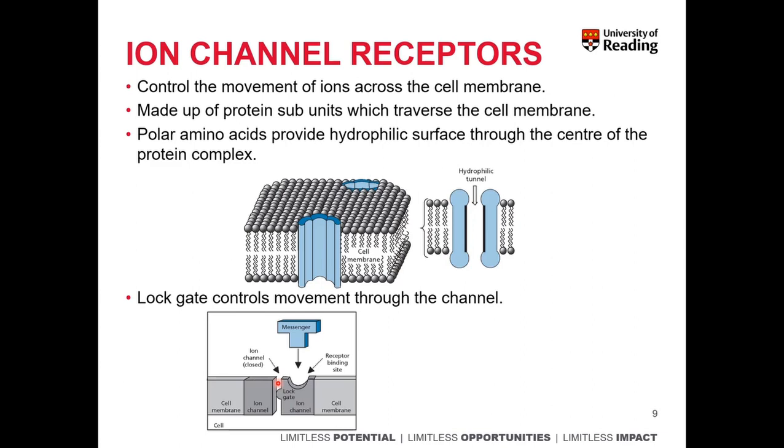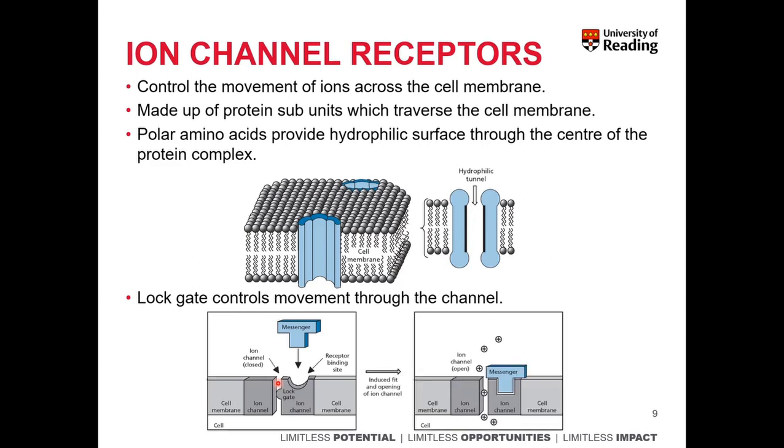However, when the messenger binds into the receptor binding site, the induced fit of the ion channel opens this lock gate. And when this lock gate is open, ions can travel freely in and out of the cell via diffusion. So this messenger molecule changes the shape of the ion channel and allows it to open, allowing the ions to diffuse in or out of the cell.